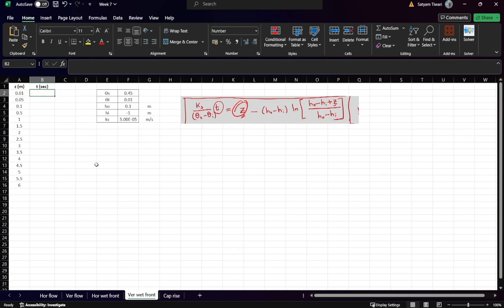We'll write T is equal to, if we take Ks and theta s minus theta I this side, then T will be equal to, we will put a bracket. First we'll write theta s minus theta I. So that's going to be theta s minus value of theta I here. Okay. Then at the denominator there will be ks. Value of ks is here. Now close this one and we'll move on to the main expression, that is z minus this value.